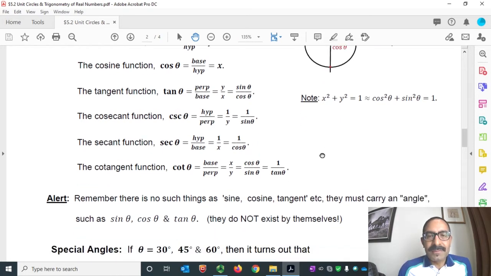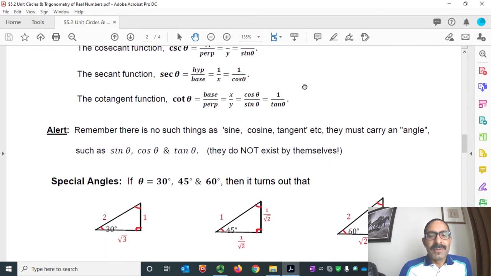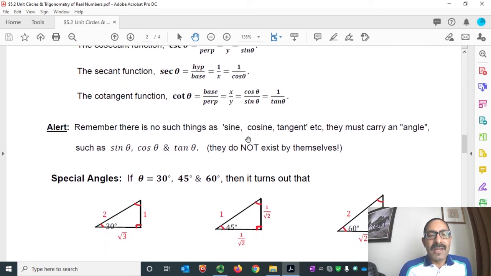Now let's move on. Quick alert. Remember, there is no such thing as sine, cosine and tangent by themselves. They must carry an angle.